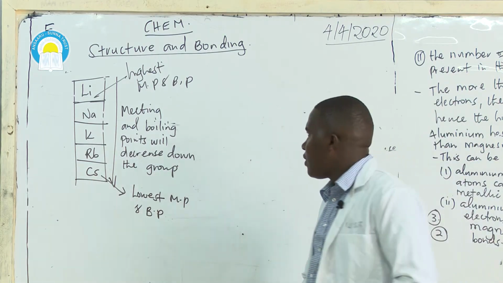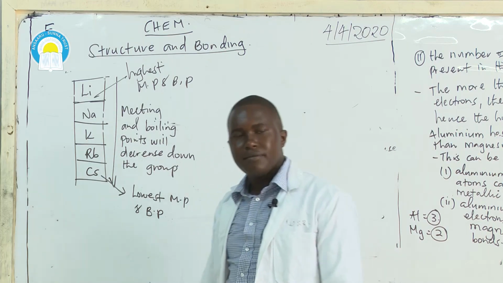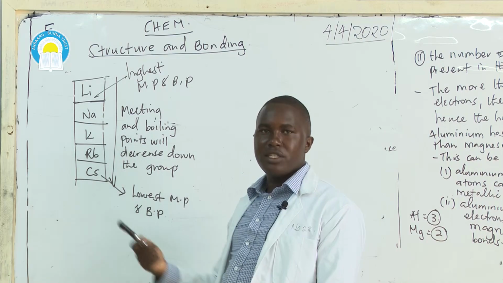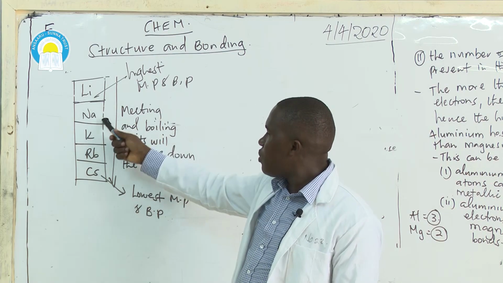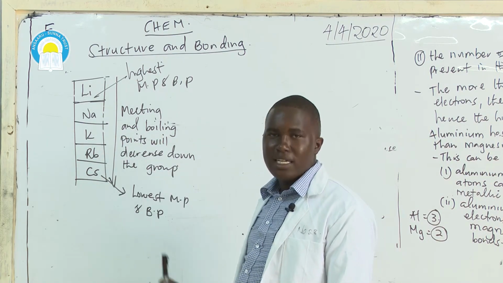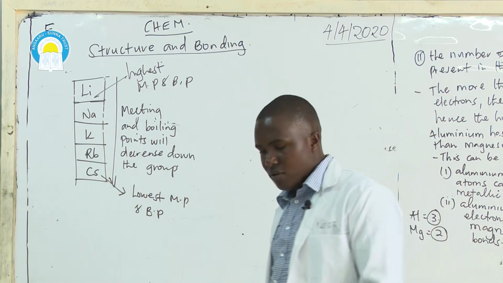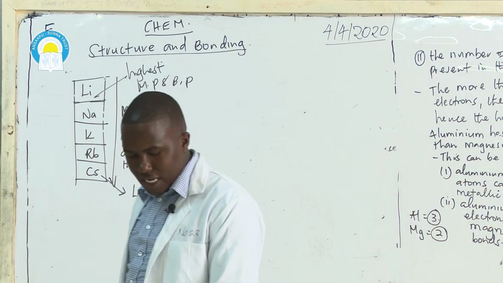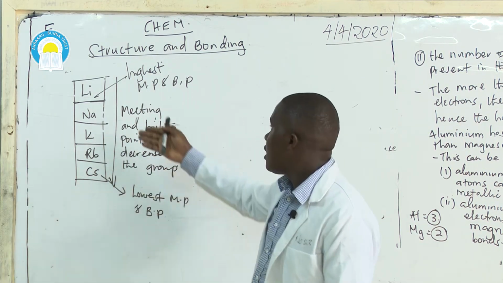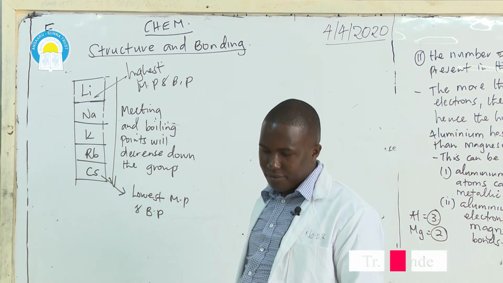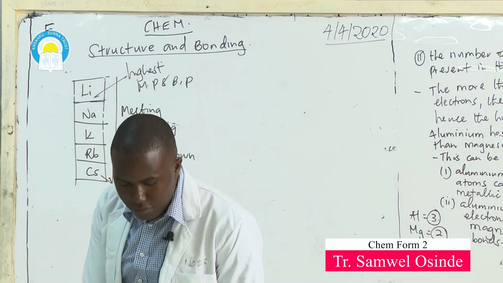And therefore, out of these elements, lithium is the smallest one. So lithium will have much stronger metallic bonds than sodium, than potassium, than rubidium, like that. So as the size becomes larger, the strength of the bonds becomes weaker. This explains why lithium has a higher melting and boiling point than potassium, because of the smaller atomic size.